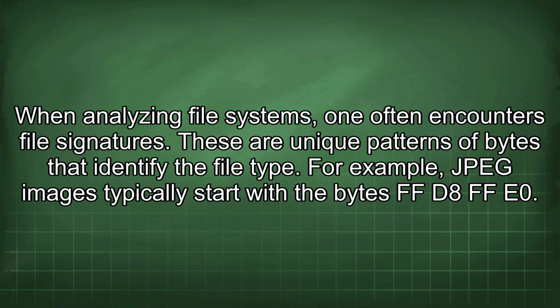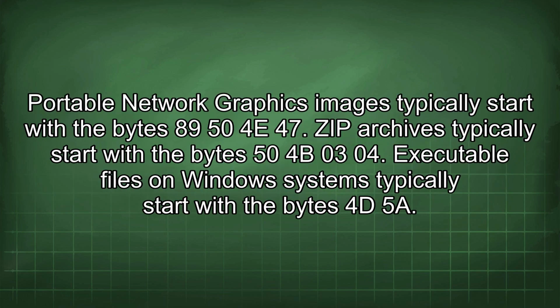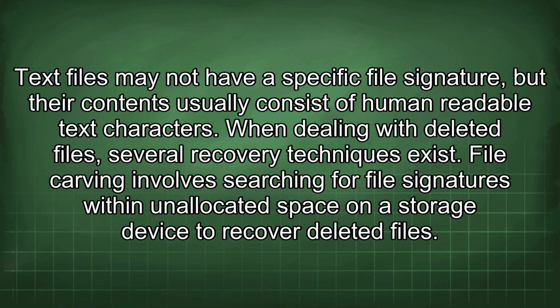These are unique patterns of bytes that identify the file type. For example, JPEG images typically start with the bytes FF D8 FF E0. Portable Network Graphics images typically start with the bytes 89, 50, 4E, 47. ZIP archives typically start with the bytes 50 4B 03 04. Executable files on Windows systems typically start with the bytes 4D 5A. Text files may not have a specific file signature, but their contents usually consist of human-readable text characters.